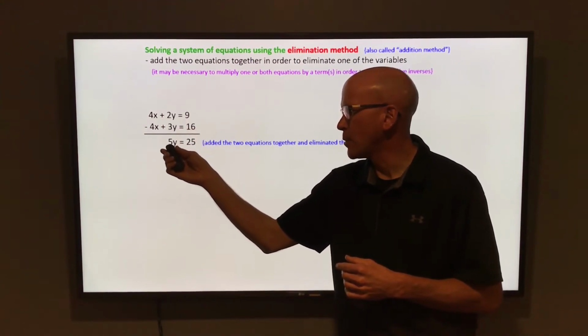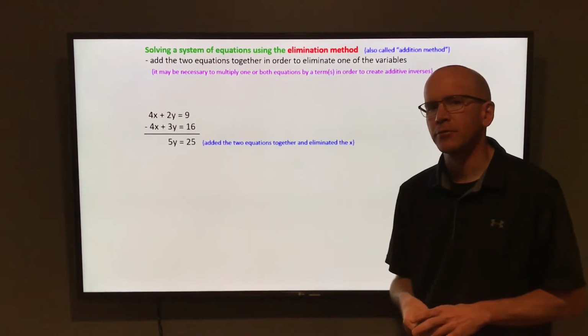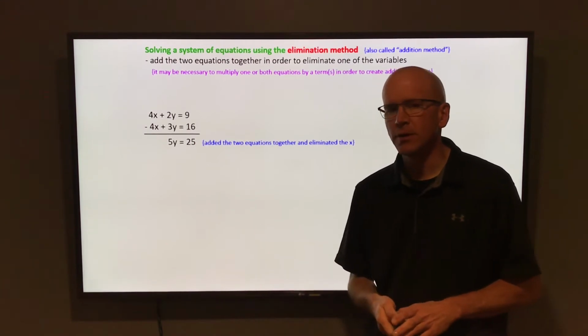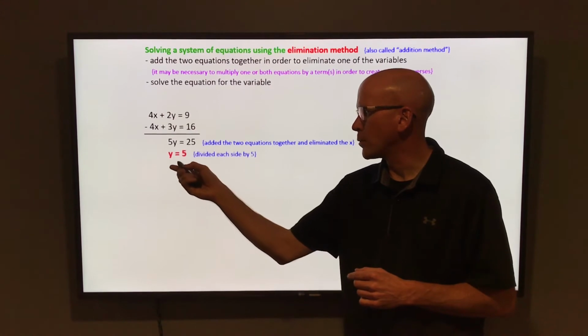You add 2y and 3y, it's 5y. 9 and 16 is 25. So the x's canceled, we have 5y equals 25. You can easily solve that equation for y. Divide each side by 5, and you end up with y equals 5.